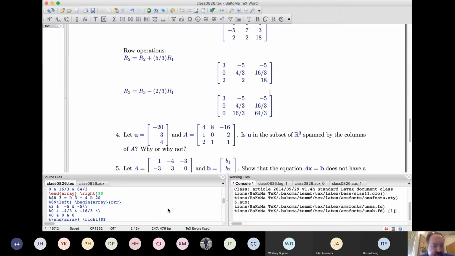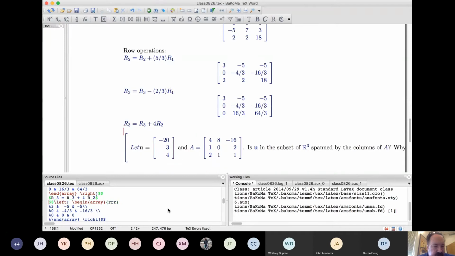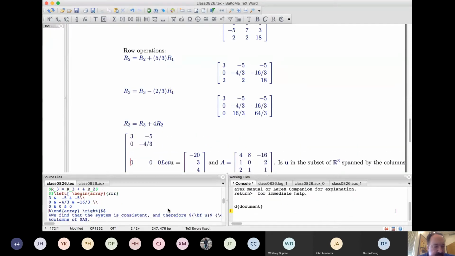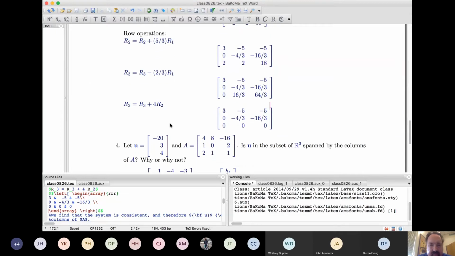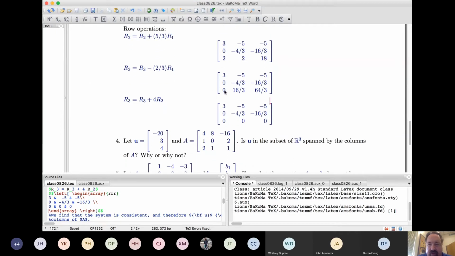And when you have rows that are parallel, then when you perform a row operation to eliminate an element, you're actually going to wipe out the entire row. So here the ratio is just plain -4. So row 3 is equal to itself plus 4 times the second row, and we get a row of zeros.